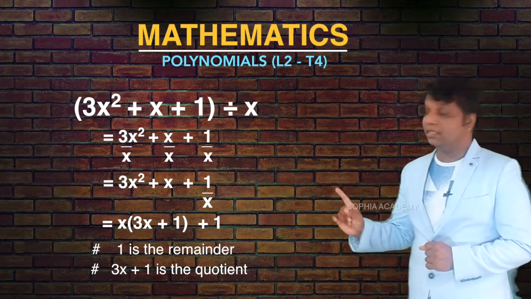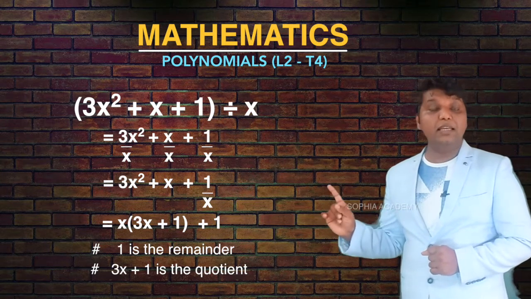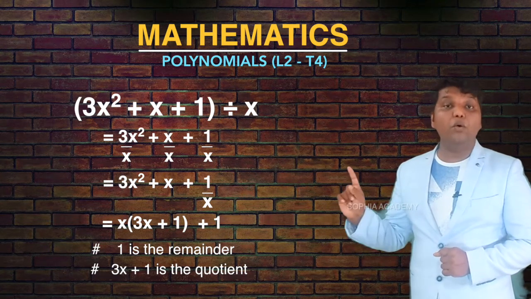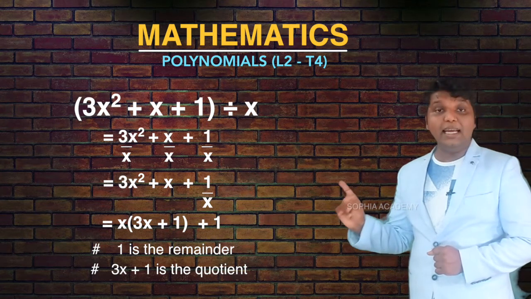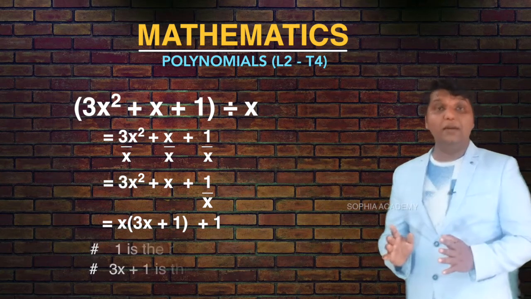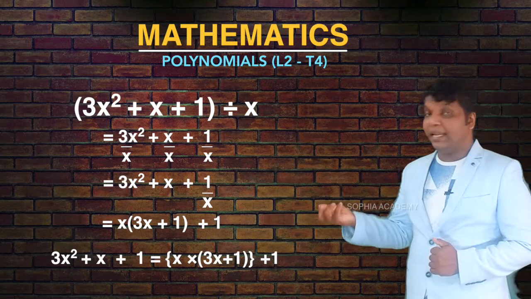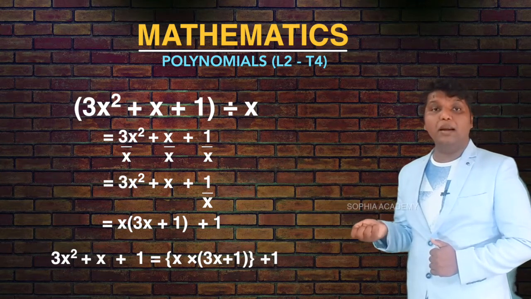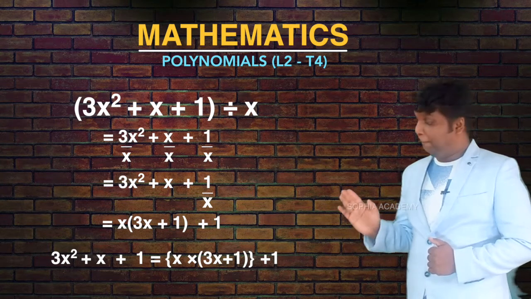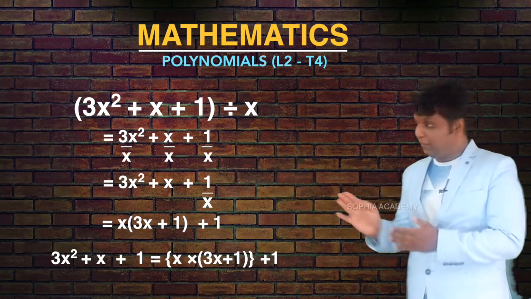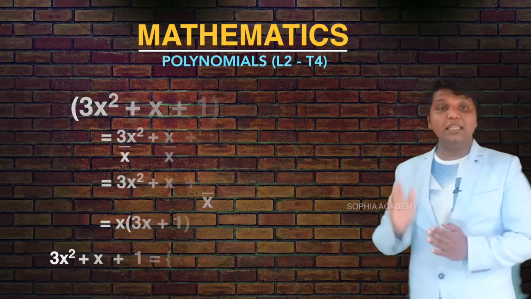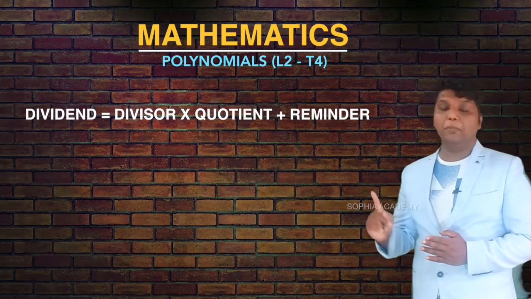This same thing can be written like this. You know here what is the dividend? The dividend is 3x square plus x plus 1. What about the divisor? The divisor was x. What is the quotient which you received here? The quotient is 3x plus 1. What about the remainder you received? It is 1. So you can express this like this: 3x square plus x plus 1 is equal to x into 3x plus 1, plus 1. Here 3x plus 1 was within brackets, and plus 1 is another term. That means dividend is equal to divisor into quotient plus remainder.